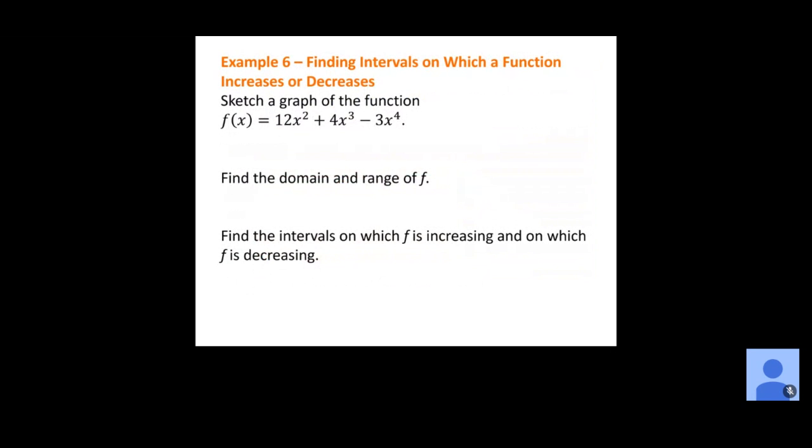So let's take a look here. We want to sketch the graph of this function. We're going to find the domain and range, and then we're going to list the intervals where it's increasing and decreasing. Okay, so the first thing is we're just going to put it in Desmos, look at the graph. We're going to think about what the domain and range are, and then we'll look at intervals of increase and decrease. So I'm going to switch over to Desmos.